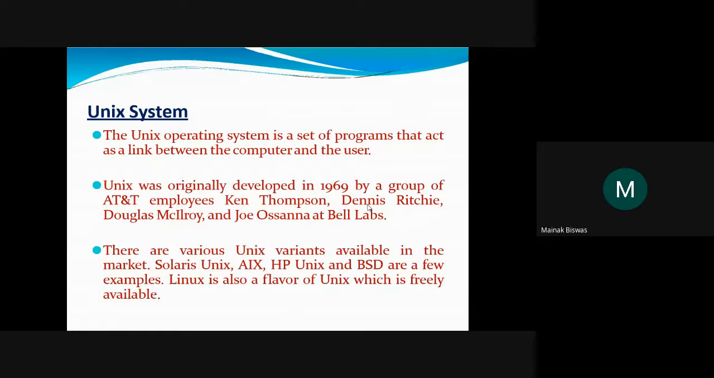The Unix operating system is a set of programs that act as a link between the computer and the user. Unix was originally developed in 1969 by a group of AT&T employees, Ken Thompson, Dennis Ritchie, Douglas McIlroy, and Joe Ossanna at Bell Labs. At the time there was no operating system; the hardware was there, and operating systems existed, but they were too costly because they were private, paid operating systems.